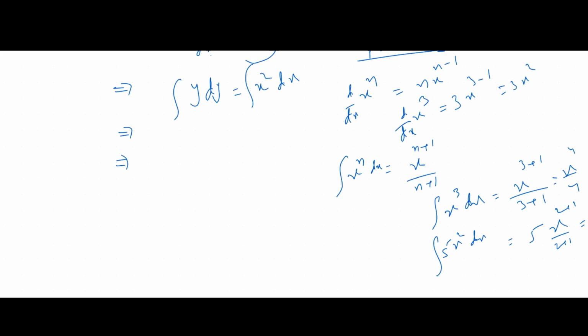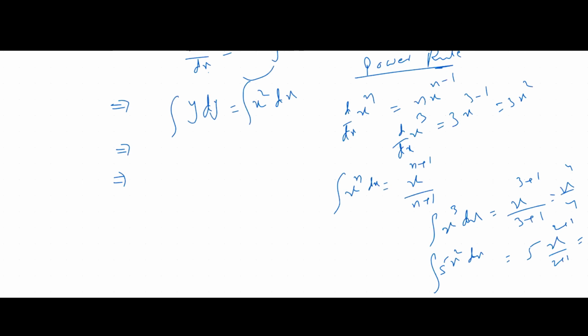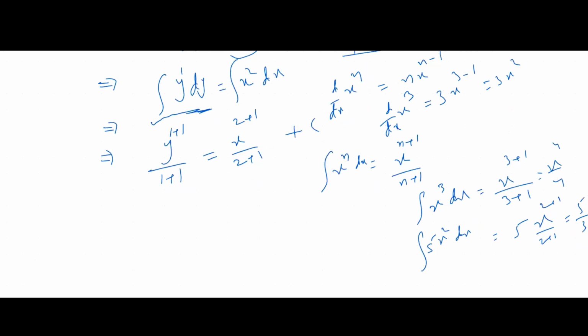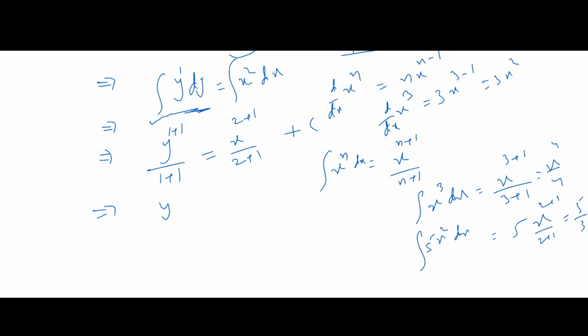So now look at this one, y. This is just y, which means y to the power 1. Its integral is y to the power 1 plus 1 over 1 plus 1, using the formula. The integral of x squared is x to the power 2 plus 1 over 2 plus 1, plus the constant of integration. So let's simplify that: y squared over 2 equals x cubed over 3 plus c.